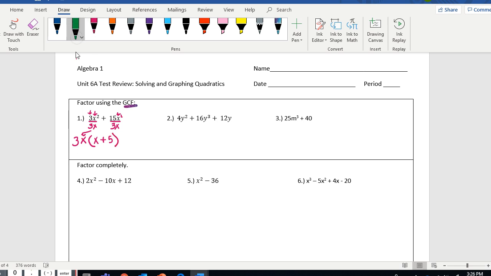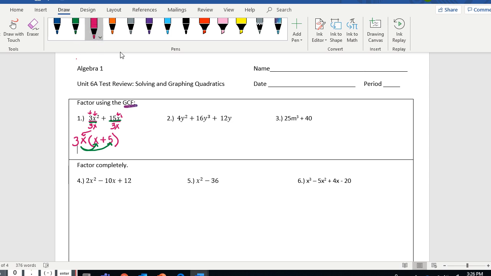Now, one thing you will want to do is just double check. If you were to multiply it back, would you get 3x squared? Yes. If you multiplied 3x times 5, would you get 15x? And the answer is yes.